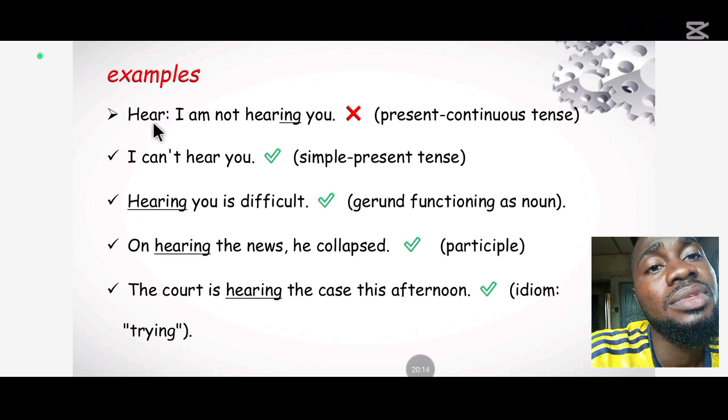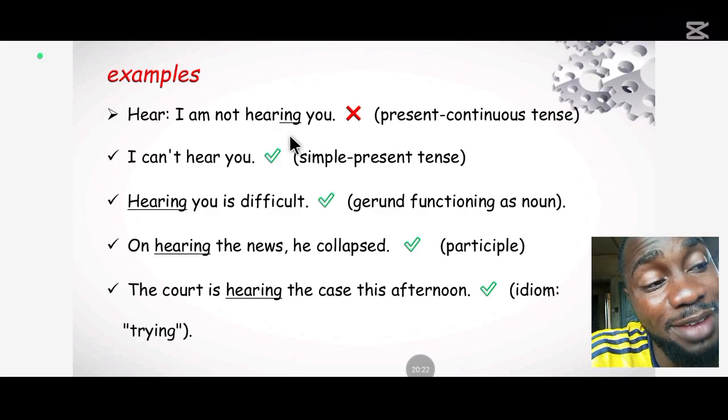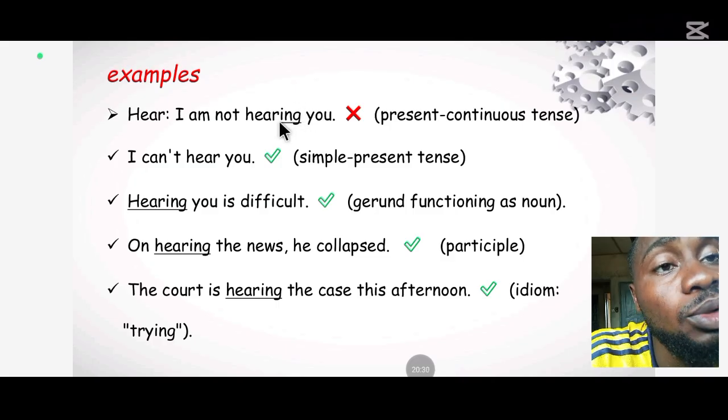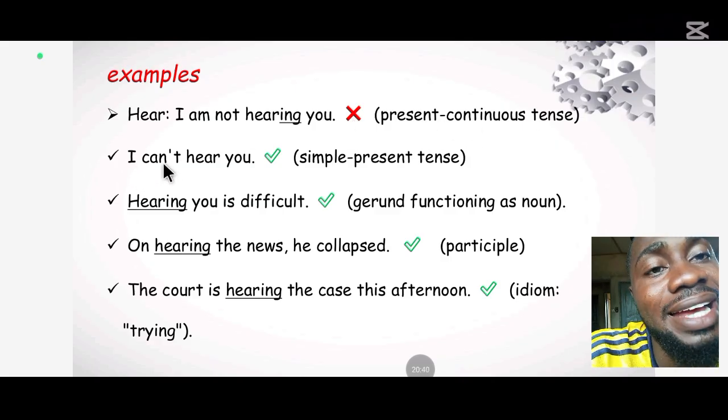Examples. "I am not hearing you." Does it deal with the five senses of man? Remember the five senses we listed? Hearing is part of it. So you don't use the ing form to express the five senses of man, making this wrong. Present continuous tense is wrong. So the way to say it is "I can't hear you."